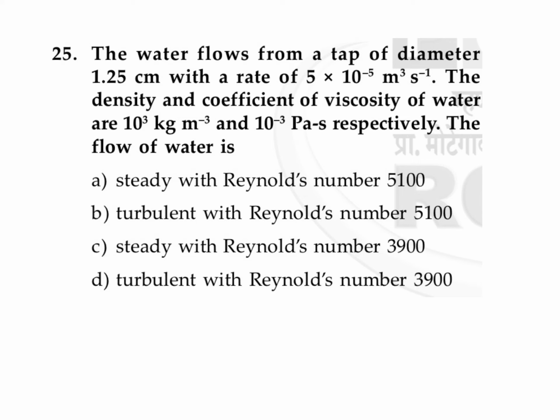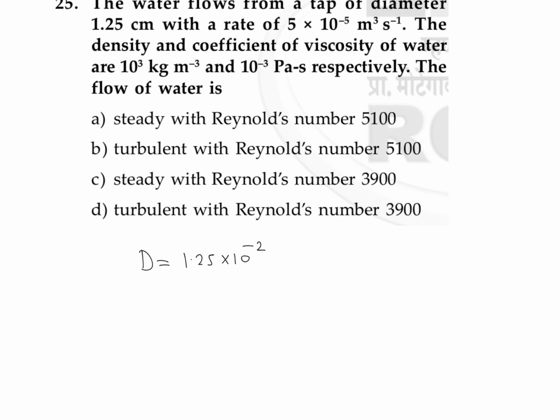This question is given that water flows from a tap of diameter 1.25 centimeter. So we can write this diameter as 1.25 × 10^-2 meter, with a rate of 5 × 10^-5. So the value of volume flow rate is 5 × 10^-5 meter cube per second. The density of water is 10^3, and the coefficient of viscosity eta is 10^-3.